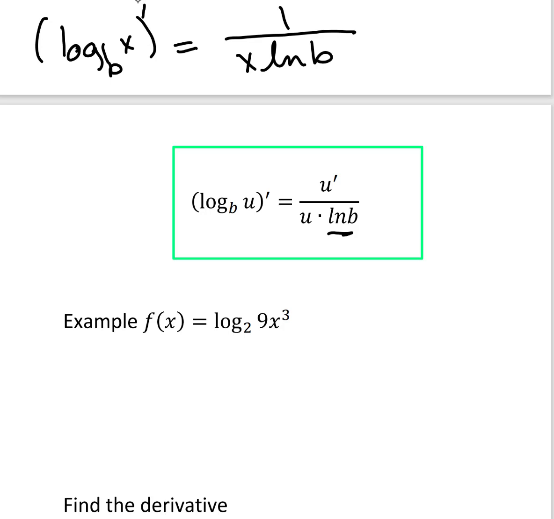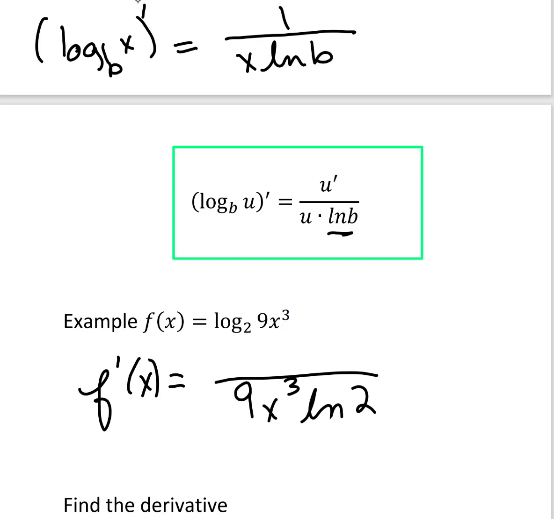So it looks a lot like it did for natural log, but we have that addition of the natural log of b. So my first example is f of x is the log base 2 of 9x cubed. When I take the derivative, I'm going to start with just grabbing the 9x cubed and put it in the denominator. I'm going to put the natural log of 2 because that was the base. Derivative of 9x cubed is 27x squared. 27 over 9 is 3, so let's simplify and put 3. X squared over x cubed just becomes x, and I have natural log of 2.